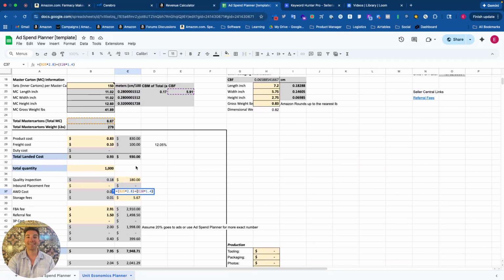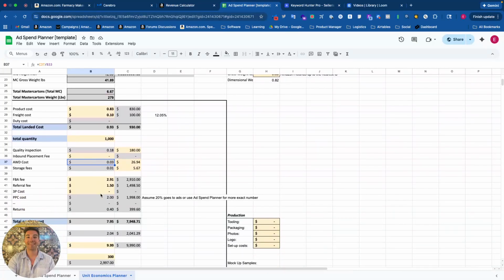AWD, I hard coded what the formula is here. You could look it up, but it's charged per carton. And then for the transport to Amazon, it's a flat rate per cubic feet. So $2.80 per carton, and then I think $1.40 per cubic foot. So I have what are the master cartons that I'm going to be shipping, and then that determines what the AWD cost will be per unit.